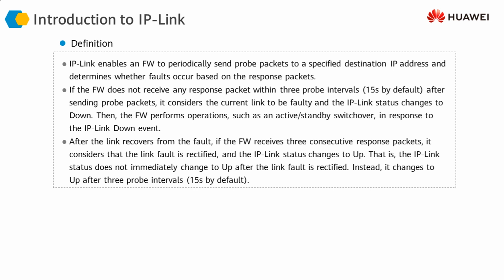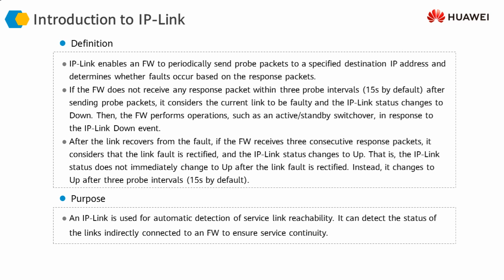take appropriate action. So the purpose of IP link is to have an automatic detection mechanism to check the service availability of any particular link. So it can detect the status of the links that are indirectly connected to a firewall to ensure service continuity. Since it is only checking the IP connectivity of the destination, it can check for the indirectly connected links as well.